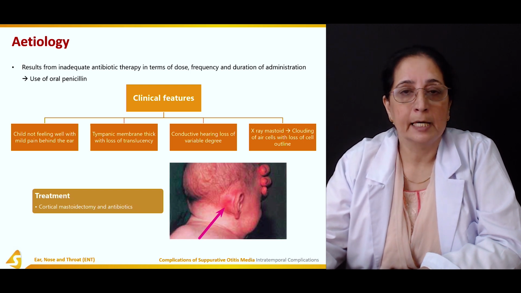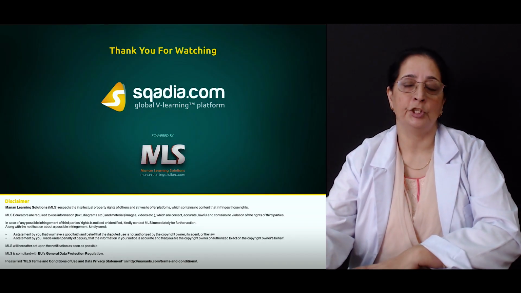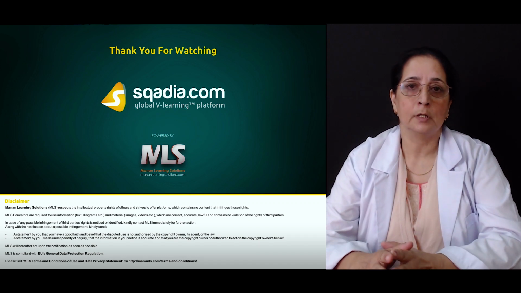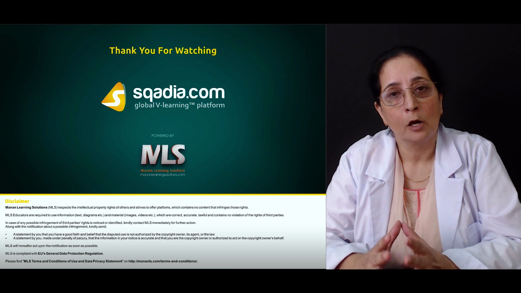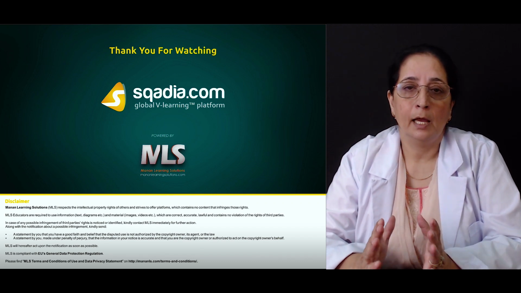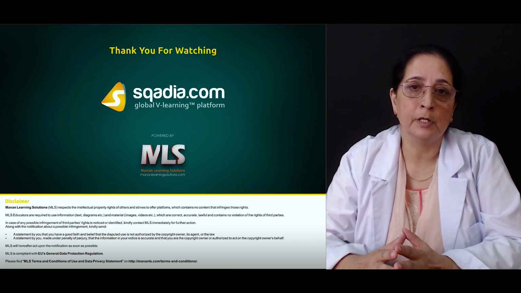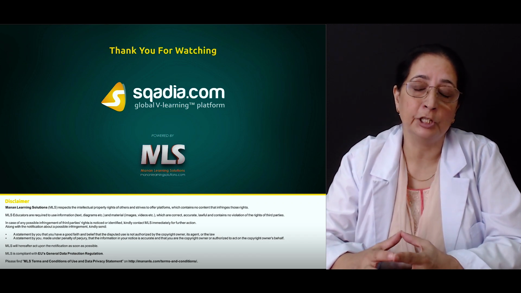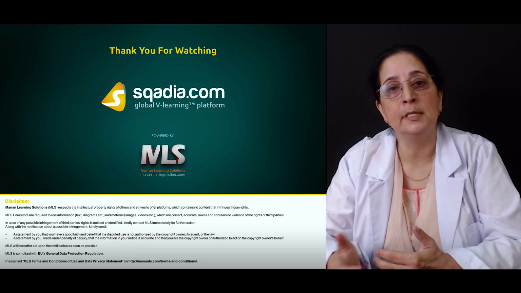Treatment is cortical mastoidectomy and antibiotics. That was all about section 2, in which we talked in detail about the intratemporal complications: what are the complications of acute mastoiditis, and what happens if it's not treated properly.